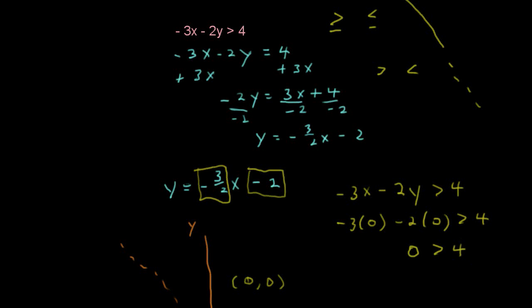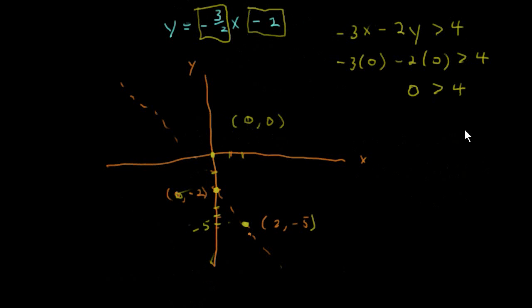No, it is not. So our test point is not in the region that we want. It's not in the half plane that makes this true. So we want to shade the opposite side of the boundary line. We want to shade down here and not shade over our test point.